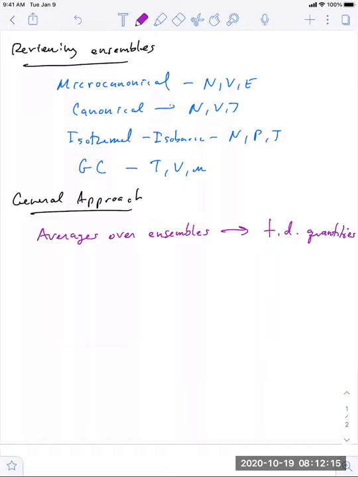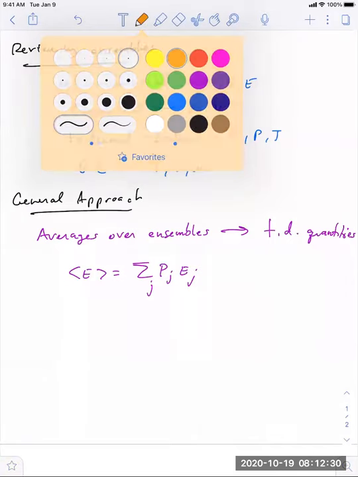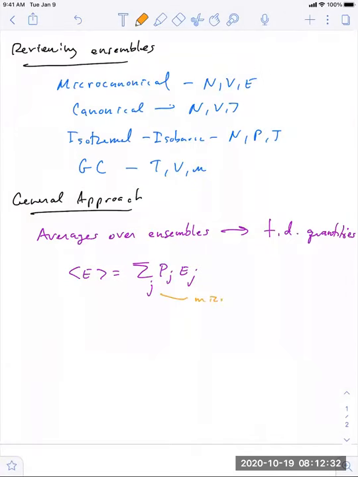So what that looks like is we might say we want to take the average of the energy. And so we take a sum over all microstates of the probability of being in that microstate times the energy of that microstate. Where here I'm using J just to denote one state. And so how do we actually determine what this probability is?